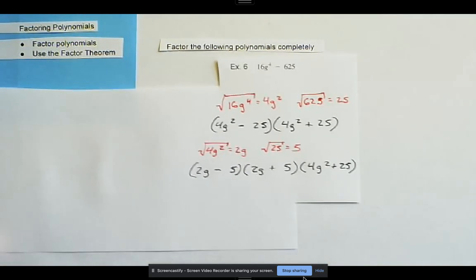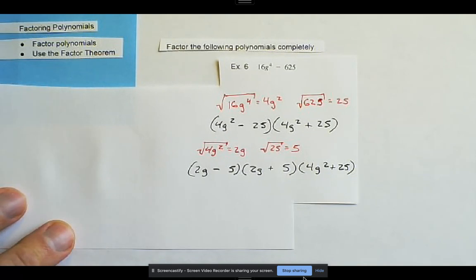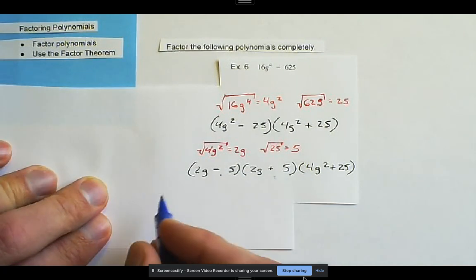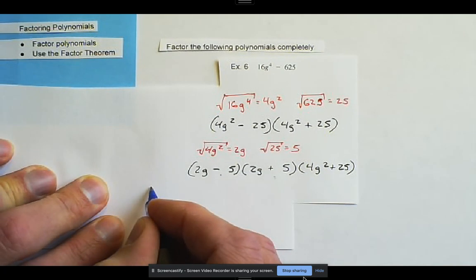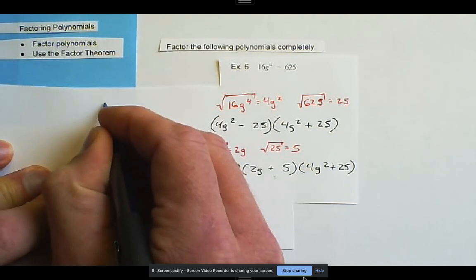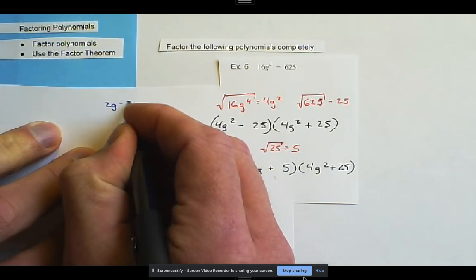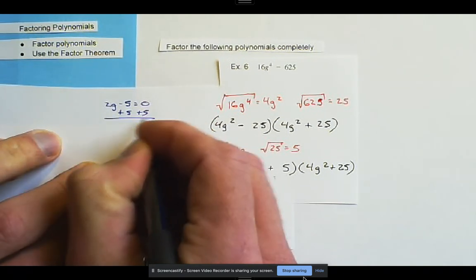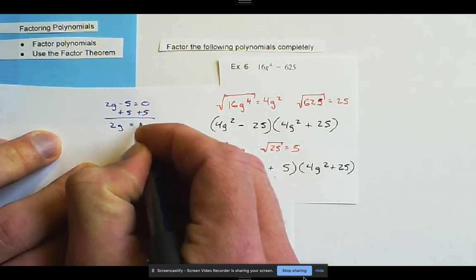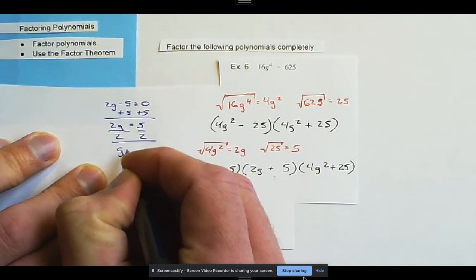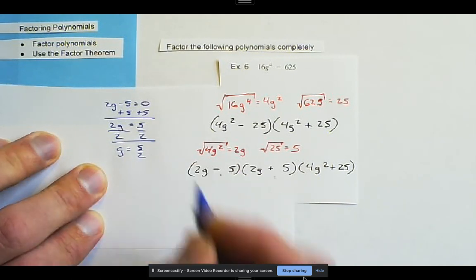Now we can find out what the zeros are. So for each one of these, we set them equal to 0, for the zero product property. So we have first one, 2g minus 5. 2g minus 5 is equal to 0. So we add 5 to both sides. 2g is equal to positive 5, divide by 2. G is equal to 5 over 2.